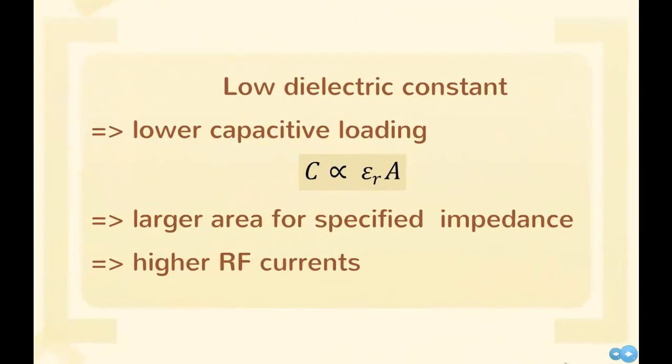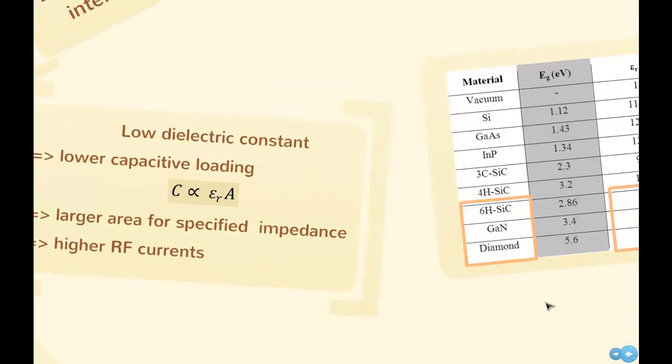The other good feature of a semiconductor material is a low dielectric constant. If you have a low dielectric constant, then you end up having a much lower capacitive loading, because the capacitance is proportional to the dielectric constant and to the overall area. And hence, if you have a lower dielectric constant, you can then increase the area of the device, keeping the impedance the same, and having a larger area allows you to have higher RF currents.